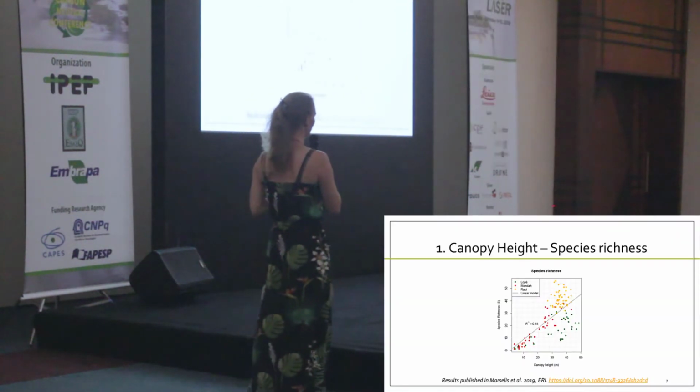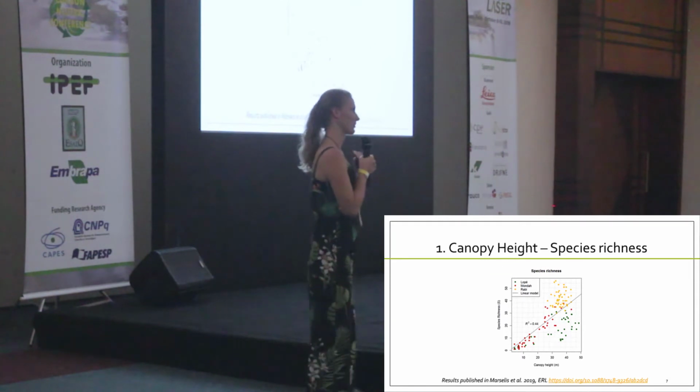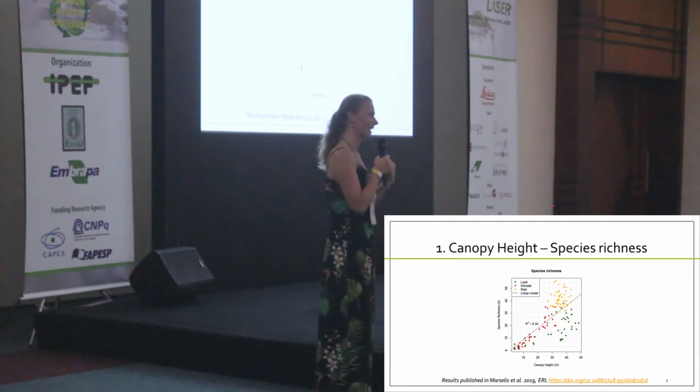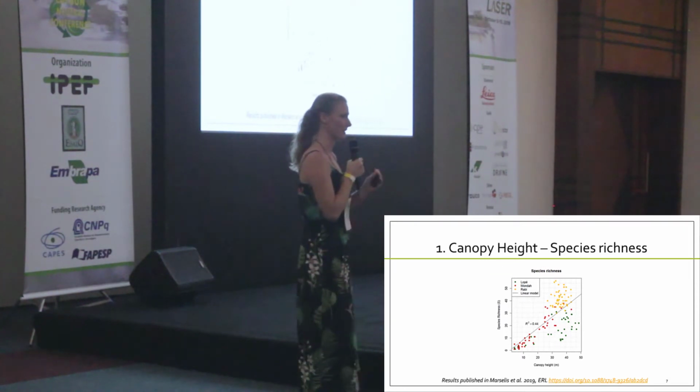All right, so in Gabon, these are data from three different study sites, and here we are just relating canopy height to the number of different tree species.